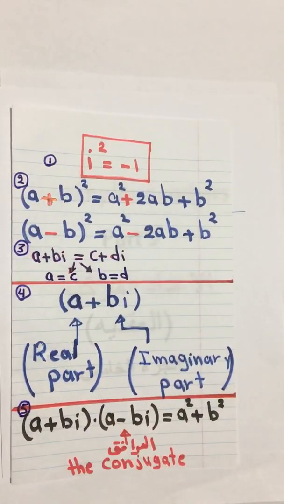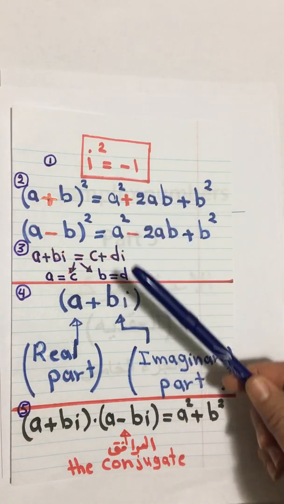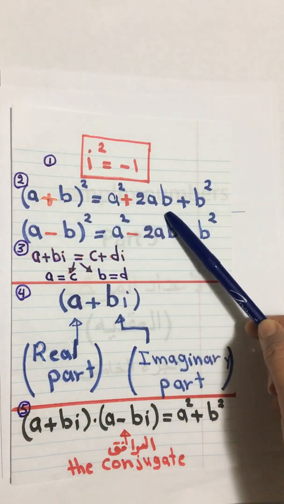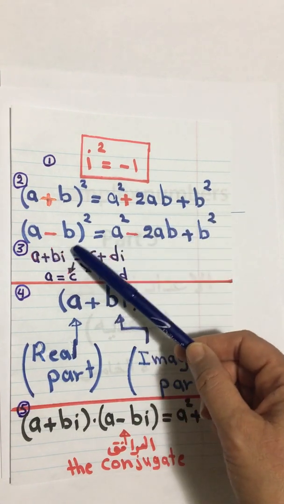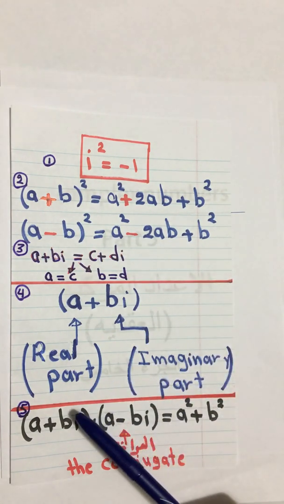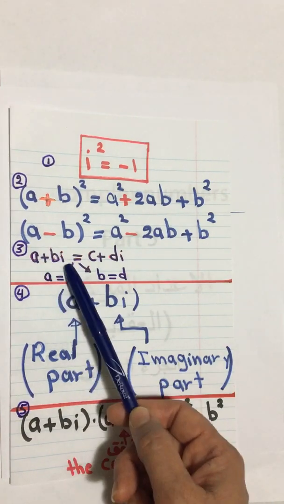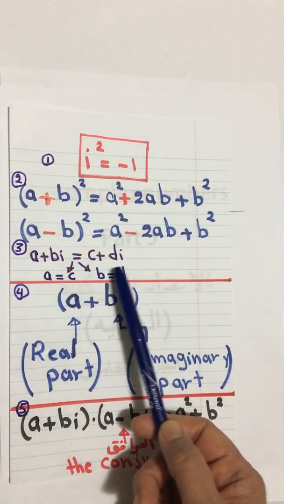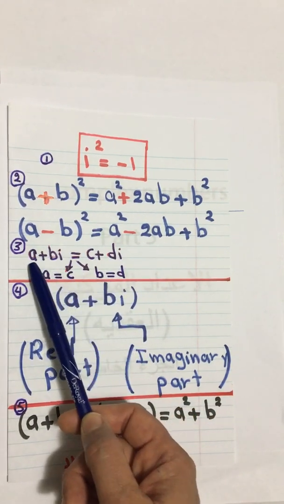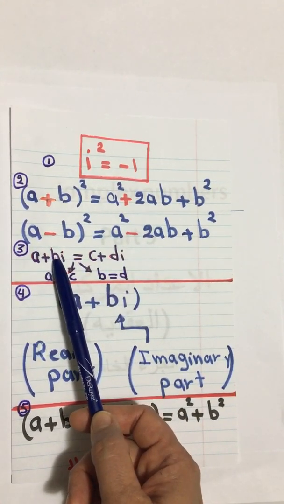We always need i squared equals -1, (a plus b) squared equals a squared plus 2ab plus b squared, (a minus b) squared equals a squared minus 2ab plus b squared. If we have a plus bi, this complex number equals another complex number c plus di, it means the real parts are equal, a equals c, and the imaginary parts are equal, b equals d.